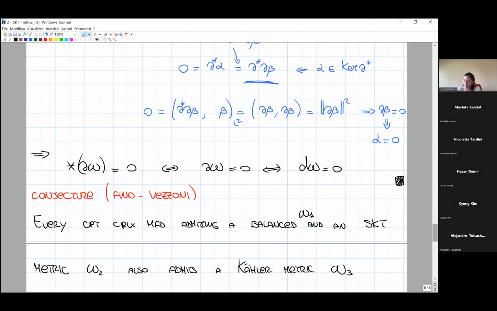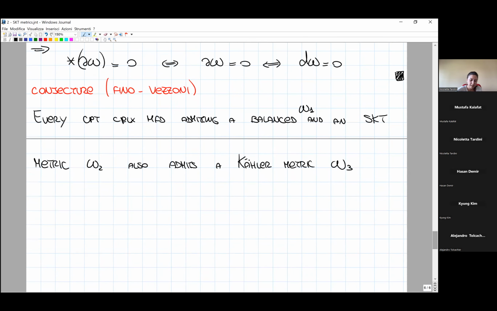It's an open problem, and it is conjectured that actually, if you have a compact complex manifold that has two metrics, one is SKT and one is balanced, then there must be a third metric that is Kähler. So somehow this is saying that the two conditions, SKT condition and balanced condition, are somehow transversal. Okay, so these two metrics cannot coexist on non-Kähler manifolds. Okay, and of course there are many evidences to this conjecture. So let me just mention a few.